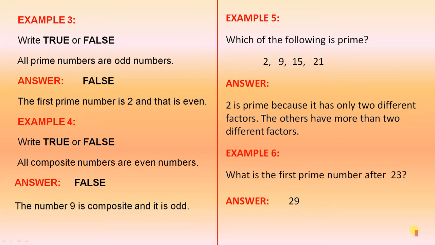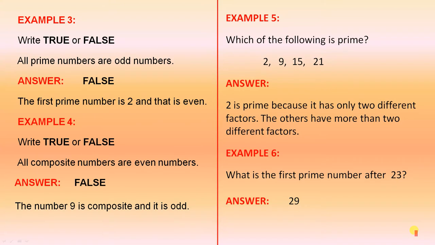Example 5. Which of the following is prime? Answer. 2 is prime because it has only 2 different factors. The others have more than 2 different factors. So 9, 15 and 21, they are composite.